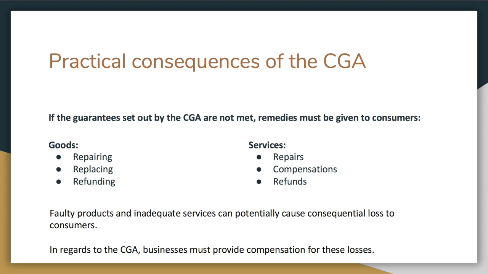Another important practical consequence for products and services that needs to be considered is consequential loss. On occasion, a faulty product or inadequate service can cause damage or loss to a consumer's other belongings or property. If this occurs, the business must compensate the consumer for the damage.